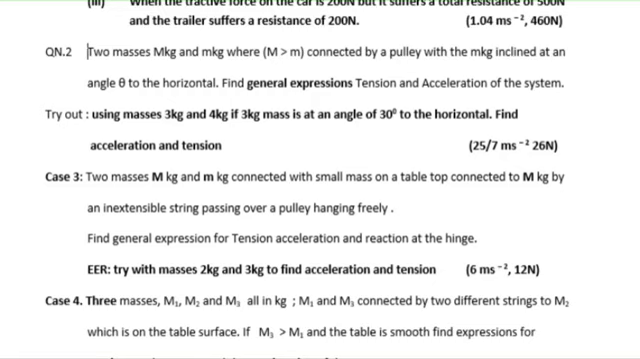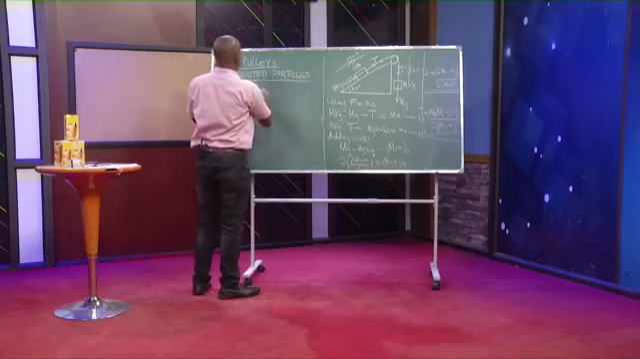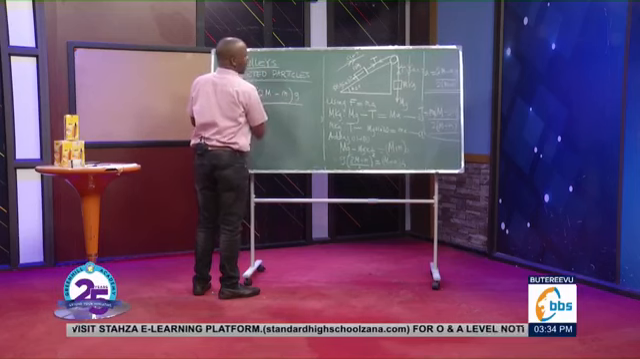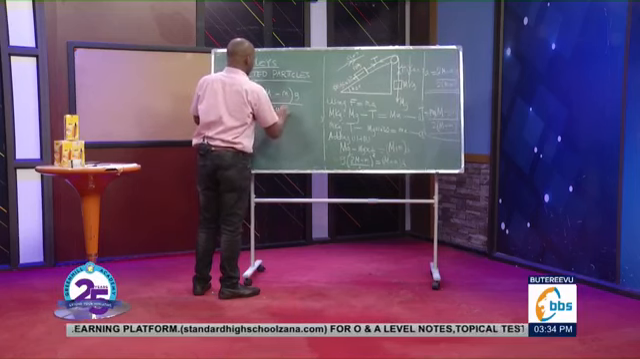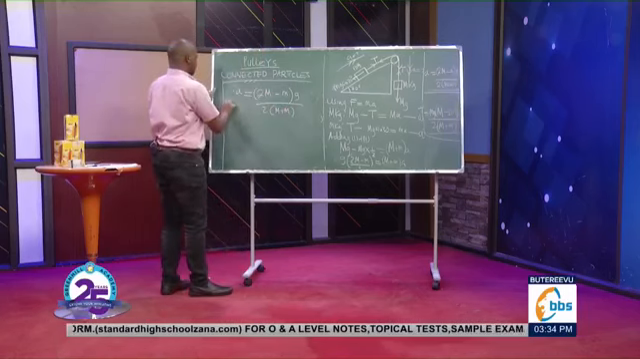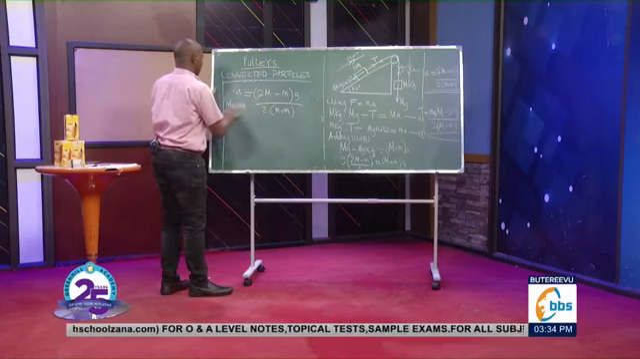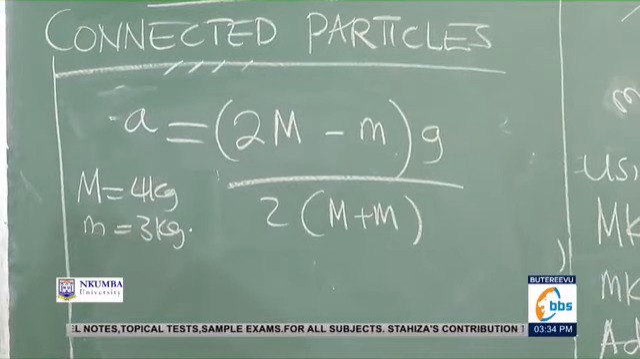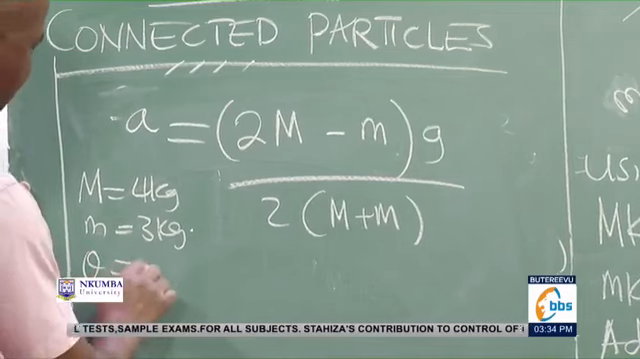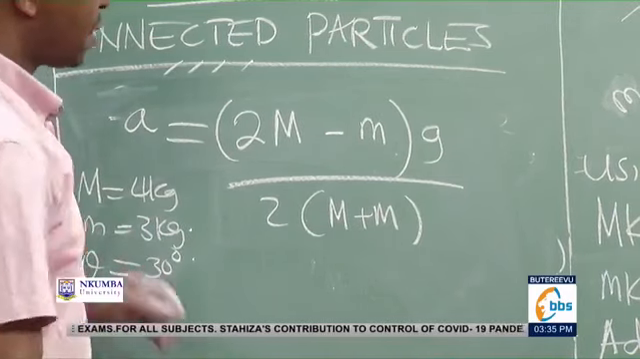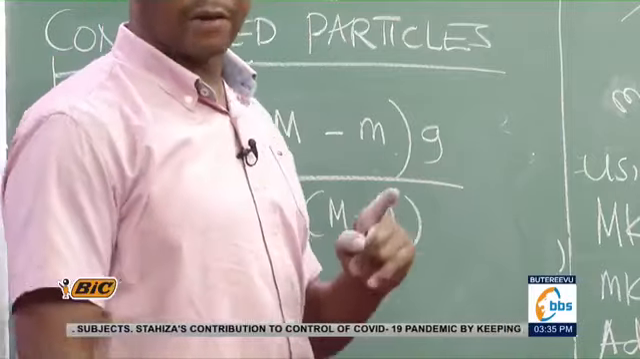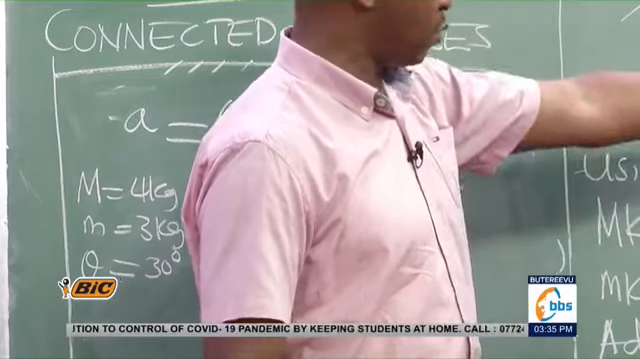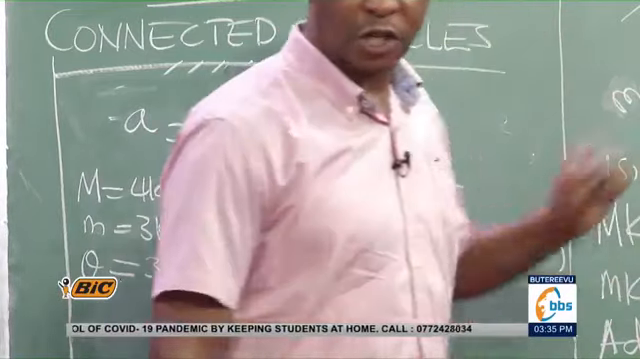Have we got the correct expression? If our expression for acceleration is (2M minus m) times g out of 2 into (M plus m), and we are saying the capital M is 4 kilograms and the small m is 3 kilograms, according to the exercise you are expected to try out, and the angle is 30 degrees. Since the angle is 30, we are in agreement because we had used 30, so the expression we have is embracing that angle. It is not changing.